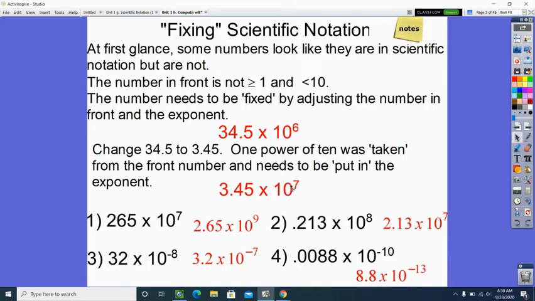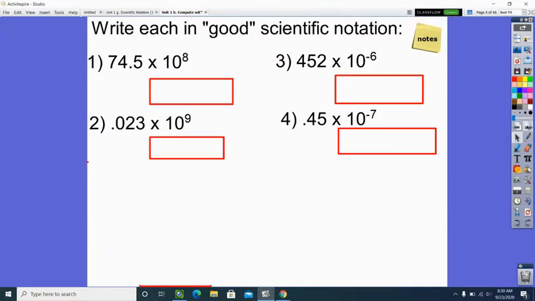So have a piece of paper and a pencil ready. I'm going to click to the next slide, and then I'm going to ask you to fix for yourself. And here they are. So could you please pause the video and come back when you're ready to check your answers. Okay, so on number 1, you made it smaller by 1, so this should be larger by 1.